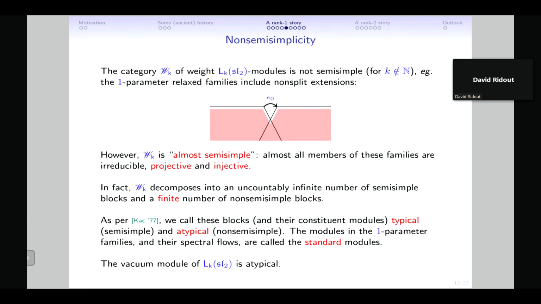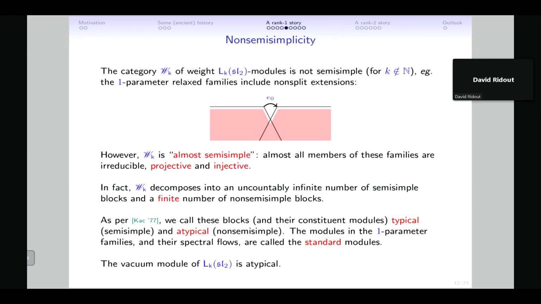All right, so we might describe the weight category for affine SL2 at these fractional levels K as being almost semi-simple. So what that means is that if we look at these families, then, as I said, almost all of them are irreducible, but it's even better than that, because not only are the irreducible ones irreducible, they also turn out to be projective and injective. That's relatively straightforward to check.